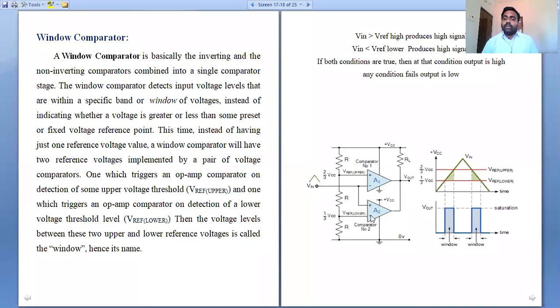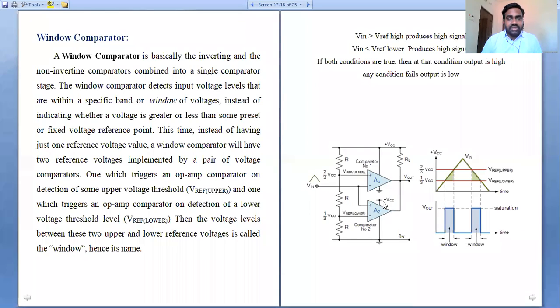See here, we have two operational amplifiers. The window comparator is basically an inverting type comparator as well as a non-inverting type comparator. That means altogether it is a single comparator stage. A1 and A2 are connected to operate in a single comparator stage. This window comparator detects the input voltage within a specific range, which is called the window of voltages.